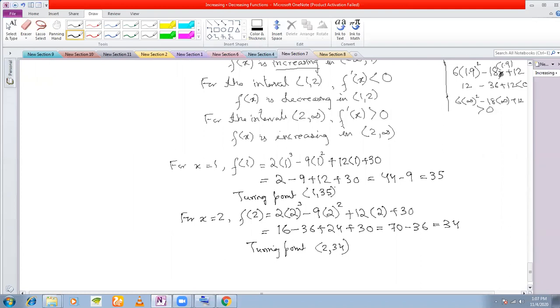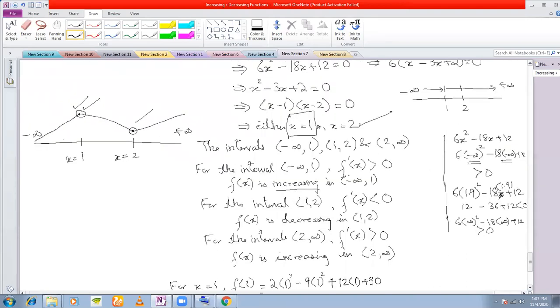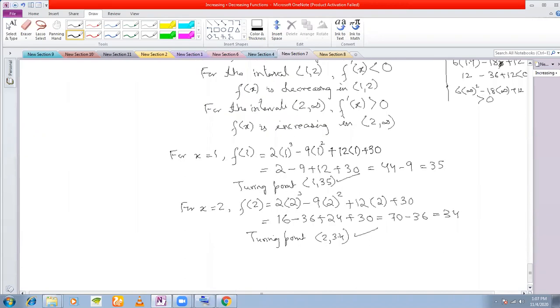What you see here is that you're getting 2 turning points. You can get 3 turning points also. You can get 4 turning points also. It depends how many values of x you are getting here. We have got 2 values of x here. That is why you are getting 2 turning points. If you get 3 values of x, you'll get 3 turning points. Clear?